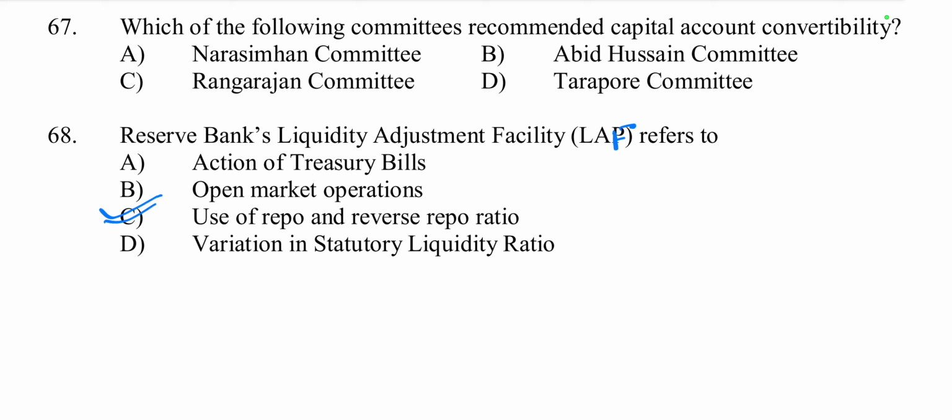That is liquidity adjustment facility. It helps RBI to manage short-term liquidity through repo rate and reverse repo operations. So option C is the right answer.